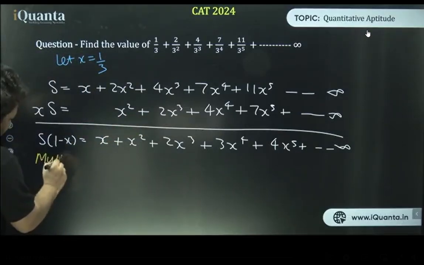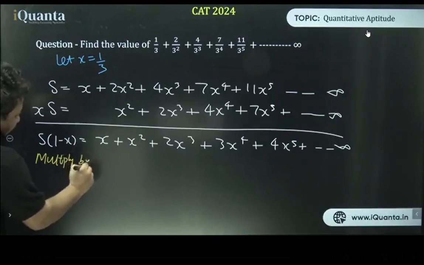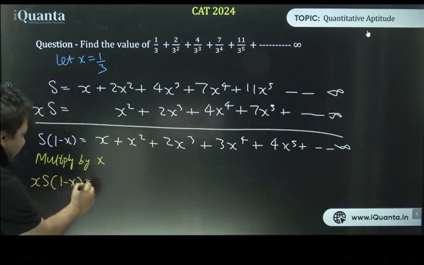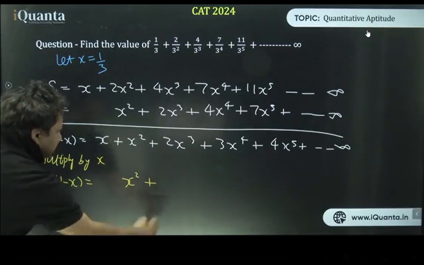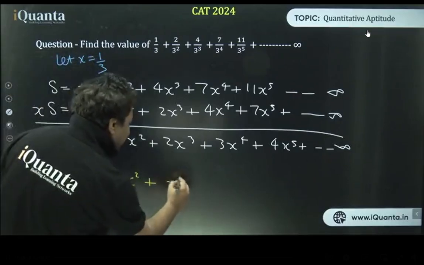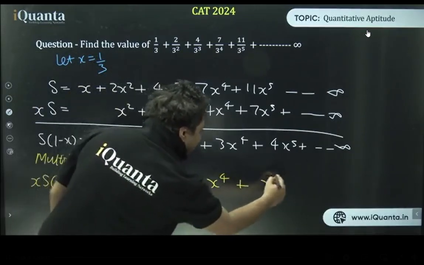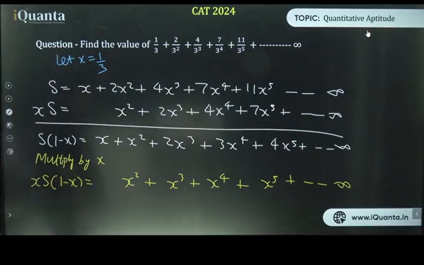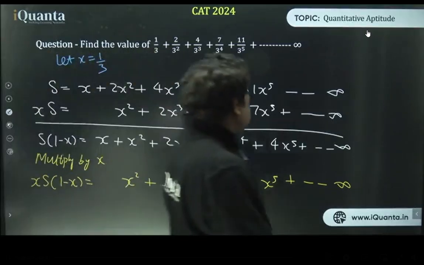Multiply by x again. Okay, so we get x times s, that is xs, minus x on the left hand side. On the right hand side we'll get x square plus x cube plus x to the power 4 plus x to the power 5 and so on till infinity. Right? And now let's subtract.